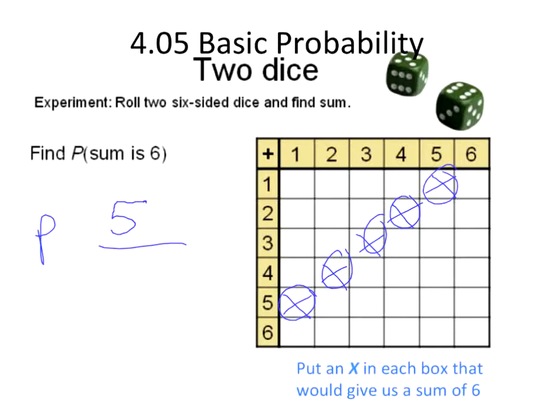There's 5 different ways for me to get a sum of 6, but what are all of my different options? What do you guys think? 36. So it was 6 times 6. Everybody okay with that? So picture what's going on here. You're given 2 dice in your hands, and you're rolling 2 dice. This is finding the probability that the 2 dice that you roll have a sum of 6. So 5 out of every 36 rolls are going to give you a sum of 6.